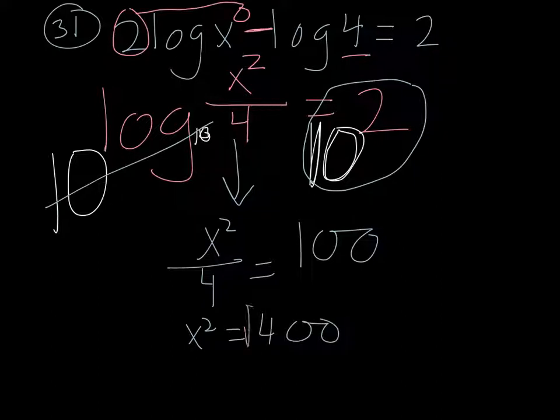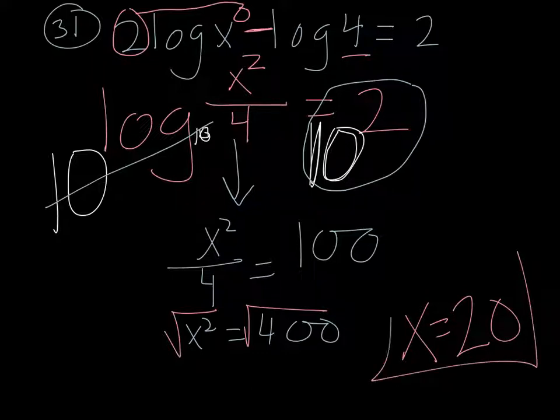Now when I take the square root, you typically have two answers. However, you could not take the log of a negative number. So I only really have one answer, which is x is equal to 20. And that is all I have for you. You have to try to attempt the other problems by yourself.